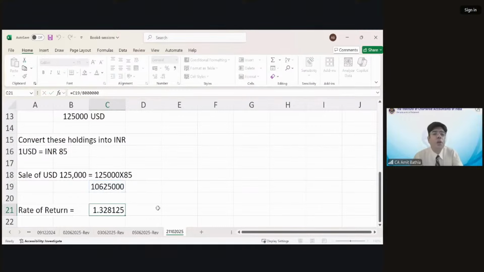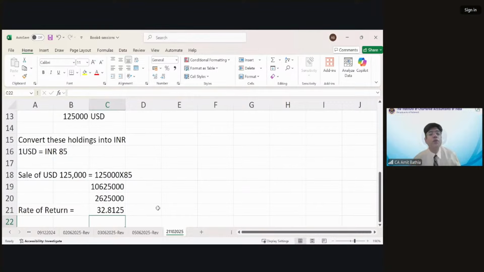So we have earned a total excess of how much? Total excess is essentially 1 crore 6 lakh 25,000 minus 80 lakhs. So the excess is 26 lakhs 25,000, right? And if I want to calculate return, I can say 26 lakh 25,000 divided by 80 lakhs into 100. So I get 32.8125% return.